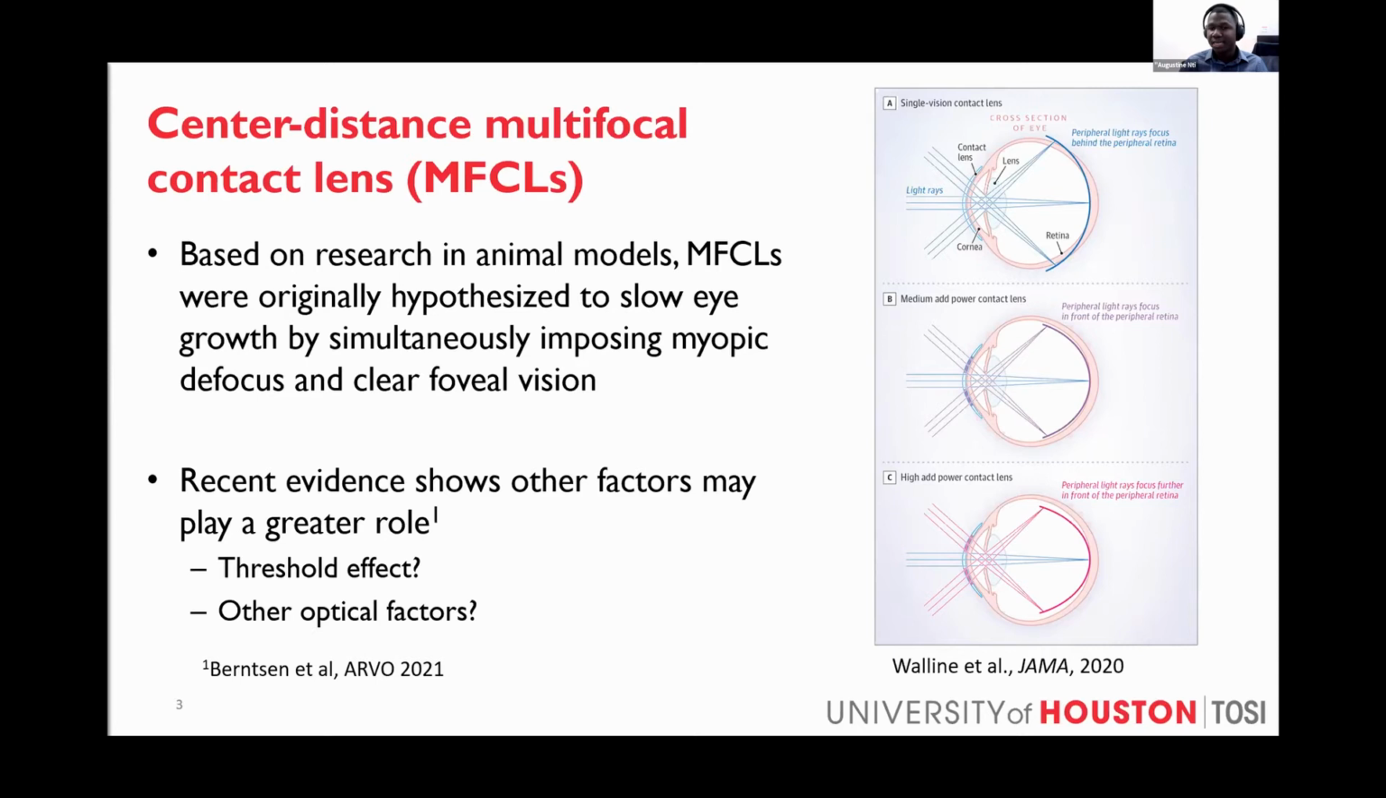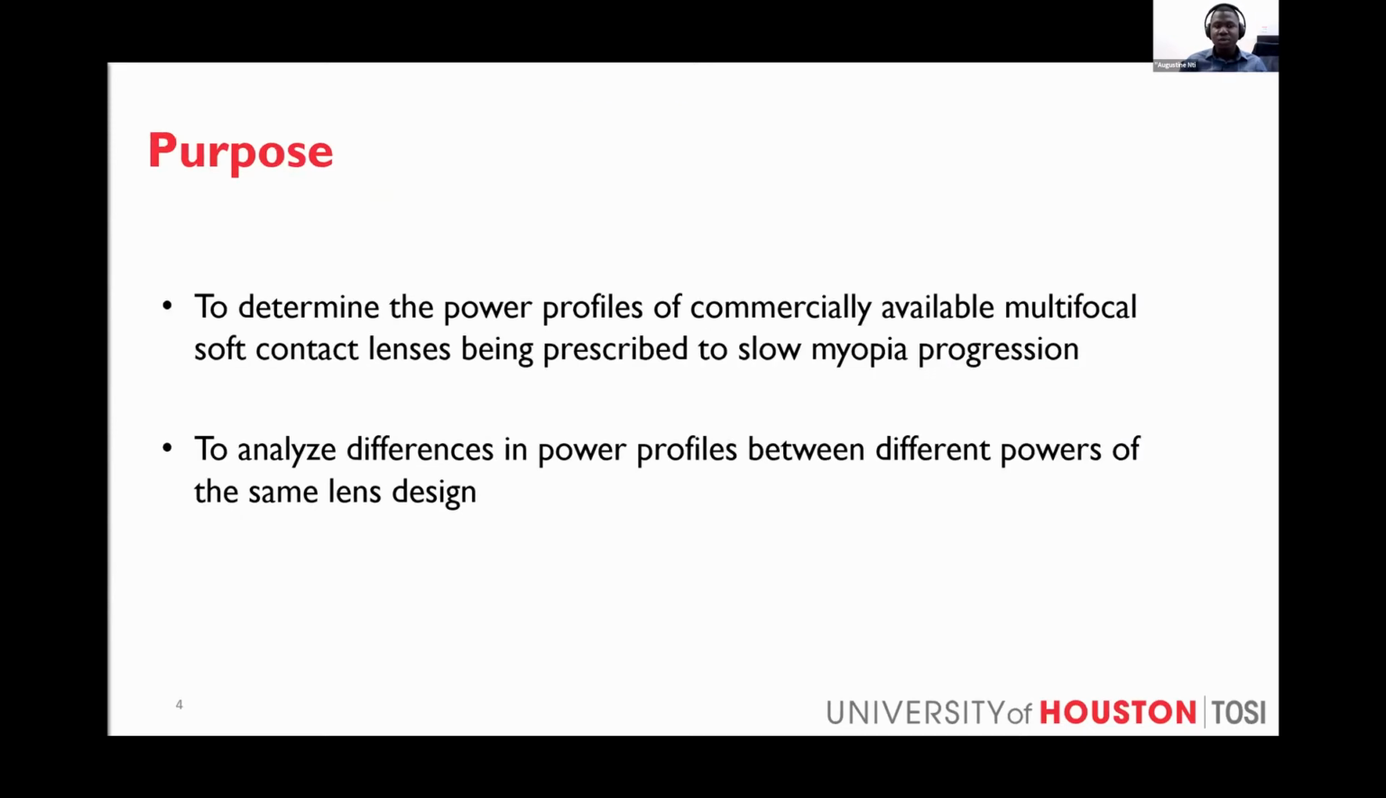But in any case, because of results such as from the BLINK study, several clinicians are prescribing these multifocal contact lenses for myopic children. So what we wanted to do was to actually measure and understand the power profiles of these contact lenses. The purpose of our study was to determine the power profiles of commercially available multifocal soft contact lenses that are being prescribed to slow myopia progression. We were also interested in analyzing any differences in power profile between different parts of the same contact lens design. So for instance, if you take a Biofinity multifocal, is there any difference in the power profile between, let's say, a -1 and a -5 contact lens?